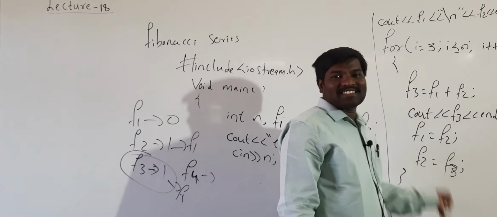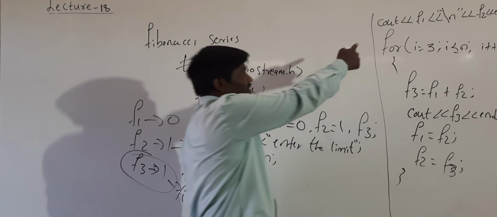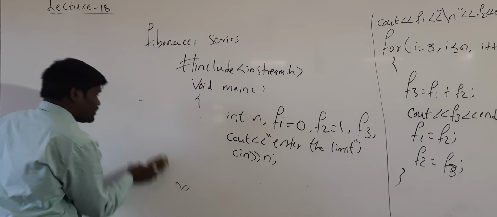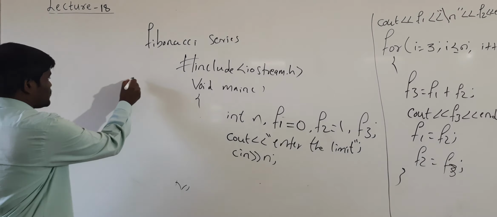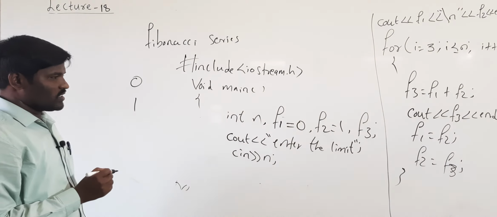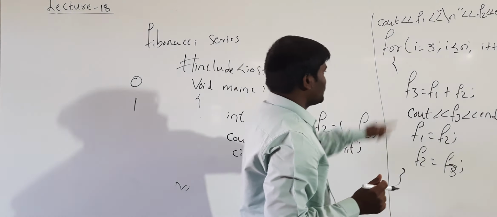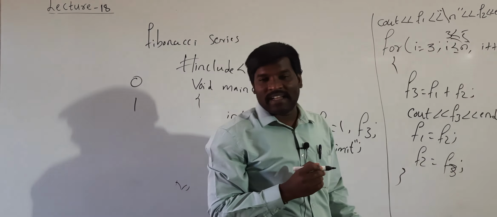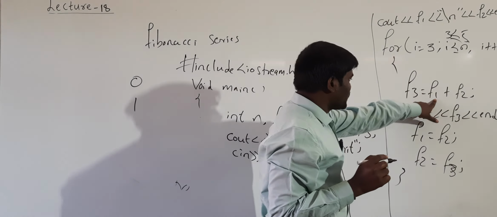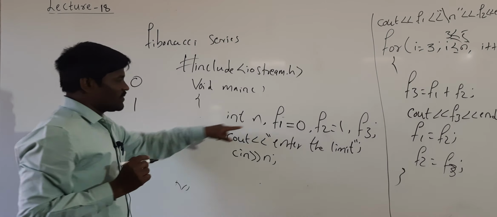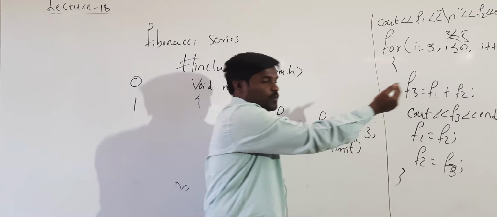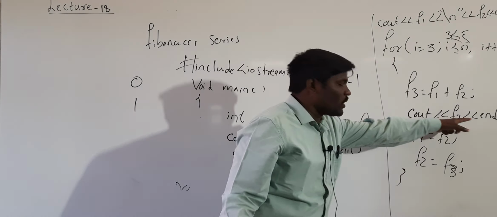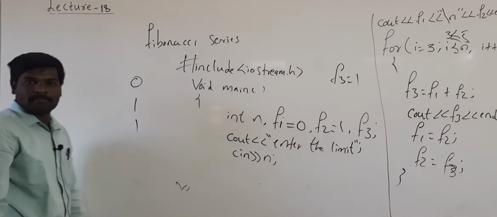So now we have to trace the program. Initially F1 and F2 are printed. F1 value is 0, F2 value is 1. See here, limit is 5, 3 is less than or equal to 5, the condition is true. F3 is equal to F1 plus F2, F1 value is 0, F2 value is 1, 0 plus 1 is 1, so F3 is equal to 1. Next, cout F3 means it will print 1.